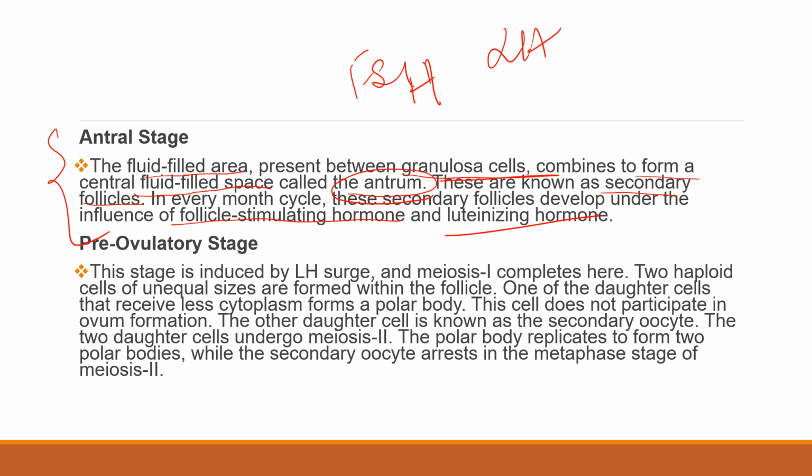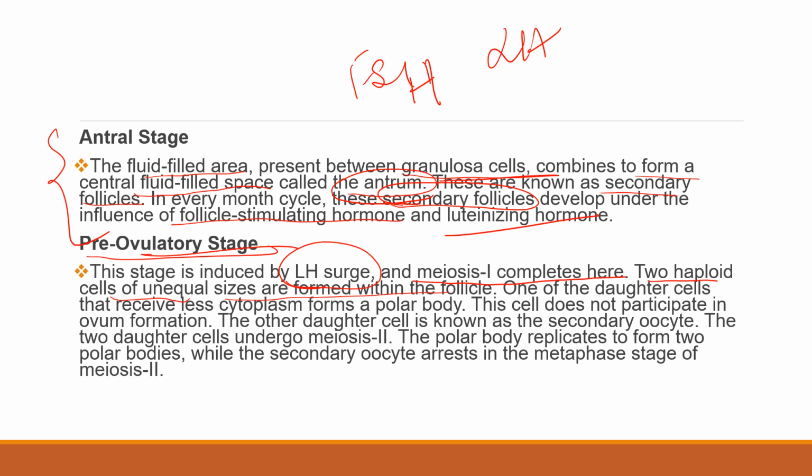Now next comes the pre-ovulatory phase. This stage is induced by the LH surge, and meiosis 1 is completed here. Two haploid cells of unequal sizes are formed within the follicle, the secondary follicle, due to the LH surge.